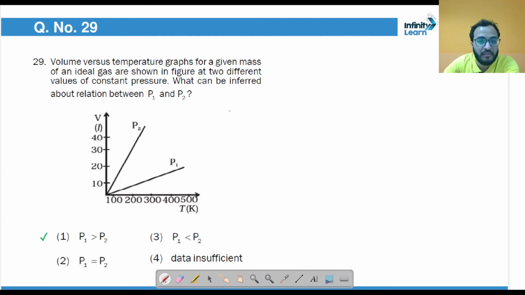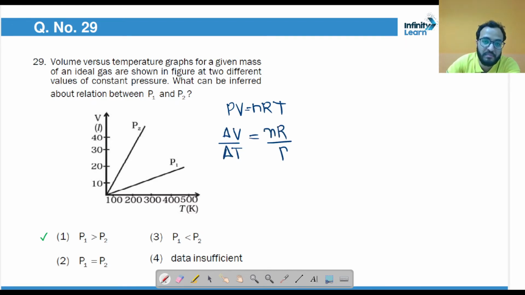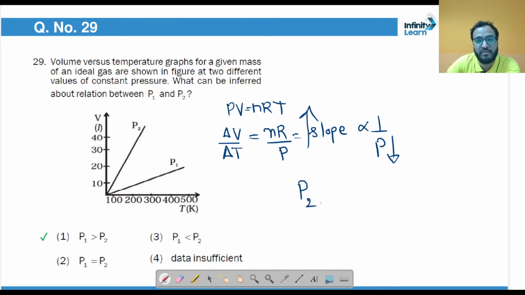29. PV equals nRT. So delta V by delta T is nR by P. So slope is inversely proportional to pressure. So increasing slope reduces pressure. So P2 is less than P1, right? First option is correct.